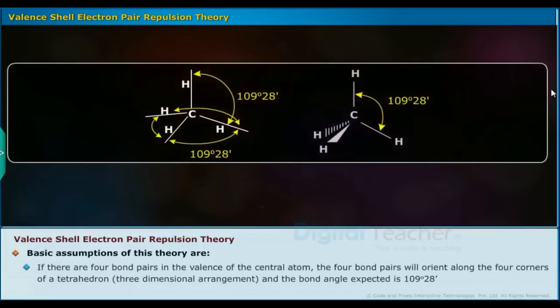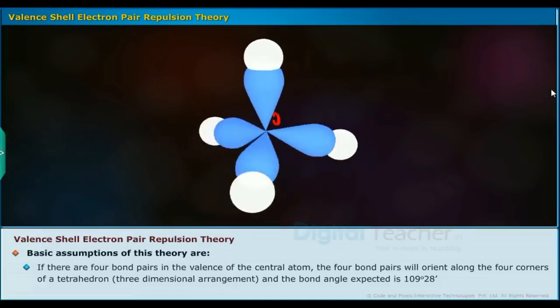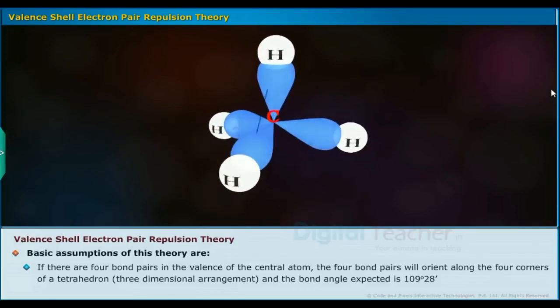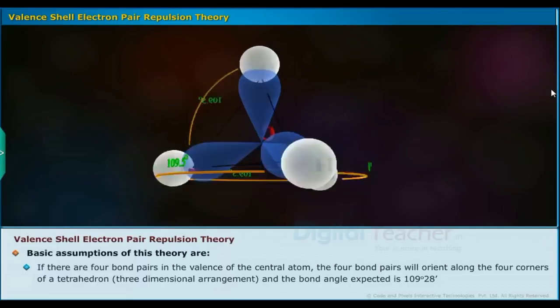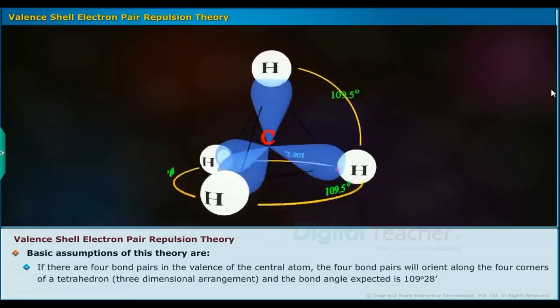If there are 4 bond pairs in the valence shell of the central atom, the 4 bond pairs will orient along the 4 corners of a tetrahedron, a 3-dimensional arrangement, and the bond angle expected, as in methane, is 109 degrees 28 minutes.